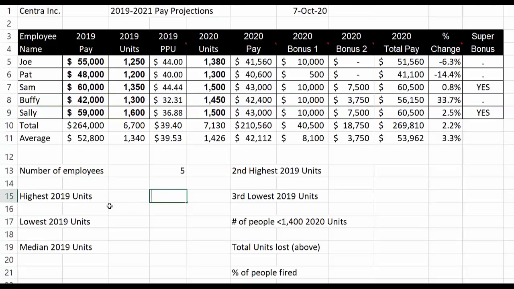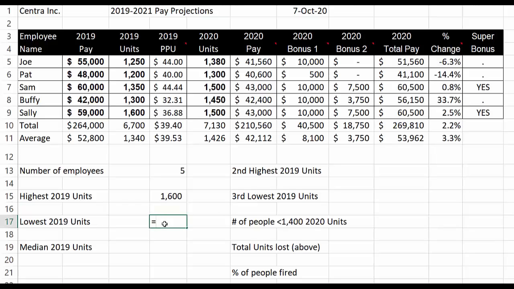Now, in this cell, I want to do the highest 2019 units. I'm looking for a function, a name. What's another word for highest? I wish it was high. It's not. Another word is called maximum. Short is max. Highlight where you're looking. Maximum number is 1600. Doesn't tell you how many. That's distribution. It just tells you the highest number amongst all the employees.